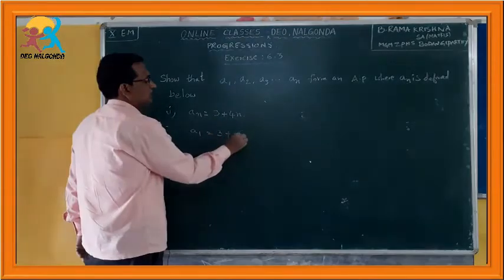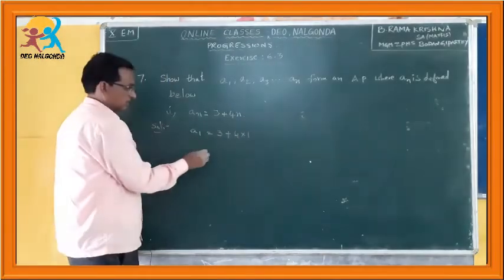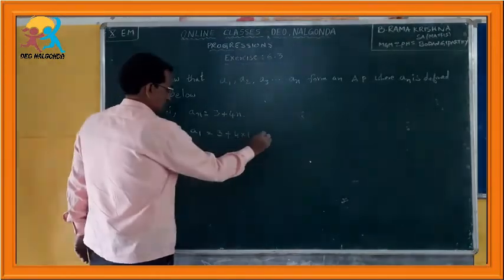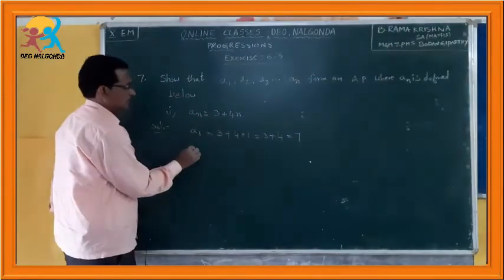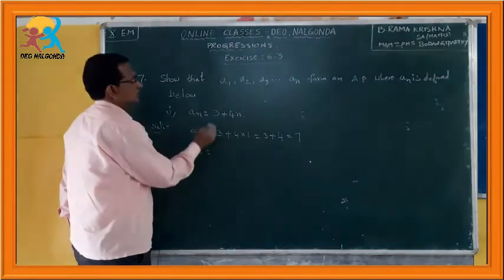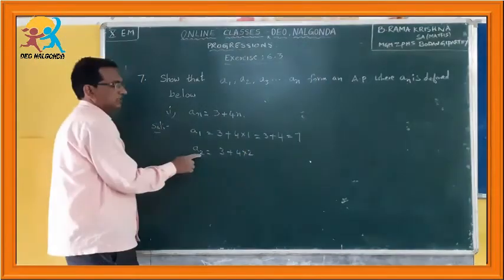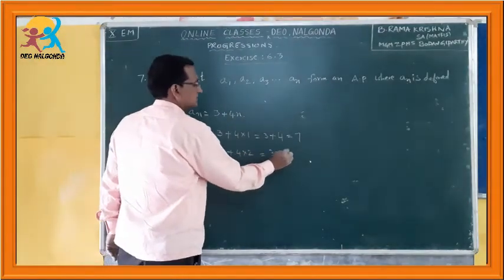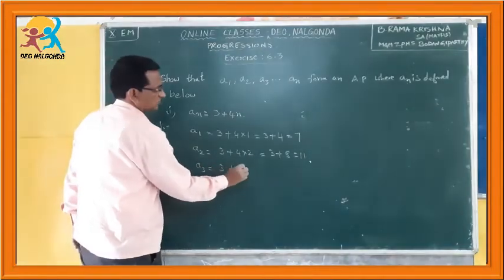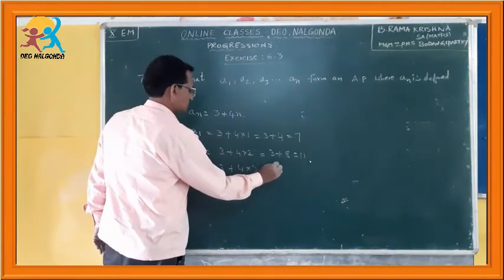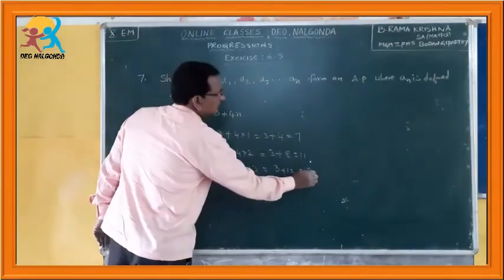So, 4n means 4 into n, that is 4 into 1, here n is 1. So, how much do you get? 3 plus 4 is equal to how much? 7. Next, A2. A2 is the same, 3 plus 4 into 2. In the place of n, you have to take 2. 3 plus 8 is equal to 11. A3 is equal to 3 plus 4 into 3, which is equal to 3 plus 12, which is equal to 15.